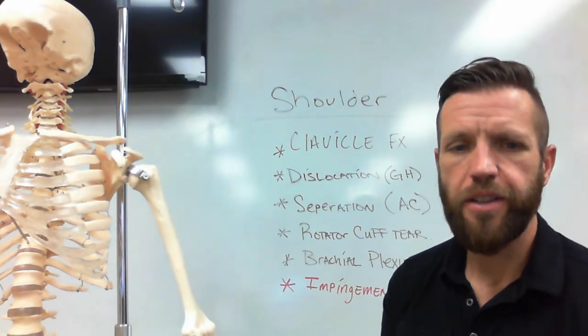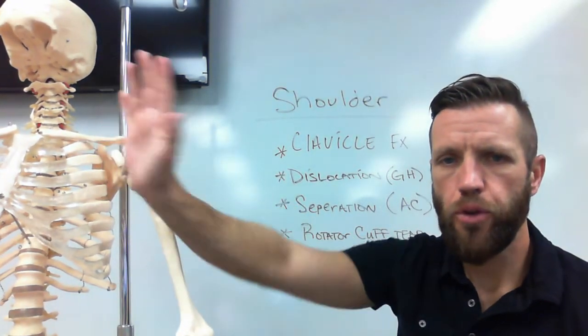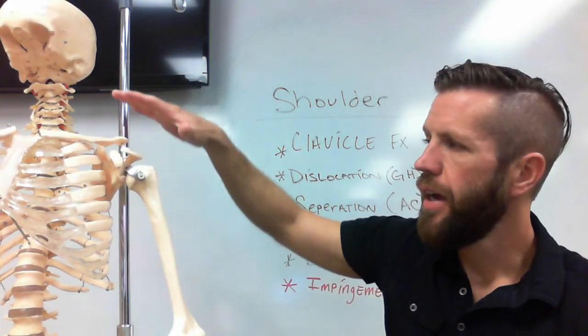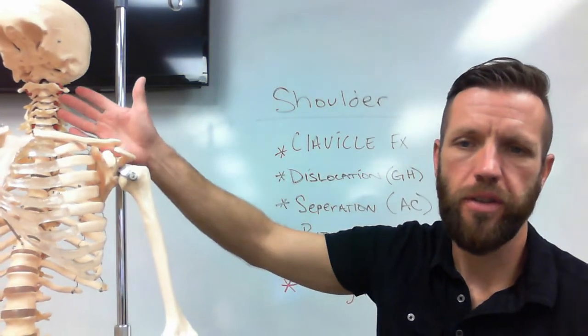The next thing on our list is brachial plexus injury. And again, this is something that could happen from a FOOSH, but typically it's something that happens from a fall on the tip of a shoulder. And this is not necessarily a shoulder injury as much as it is a neck injury.